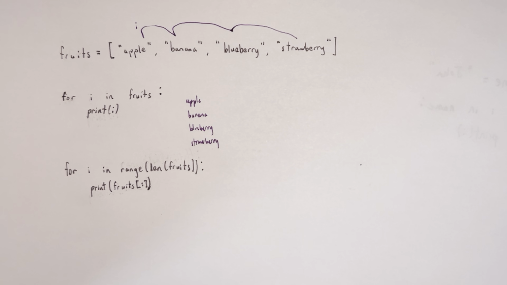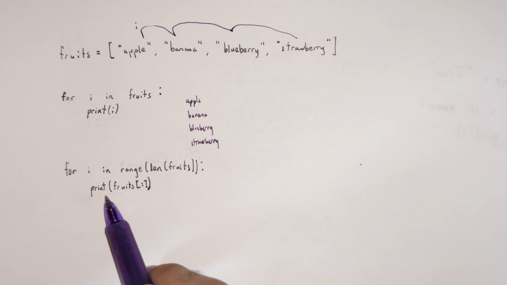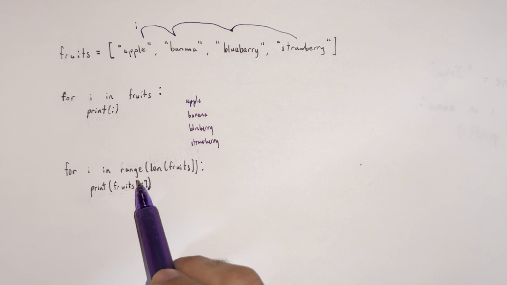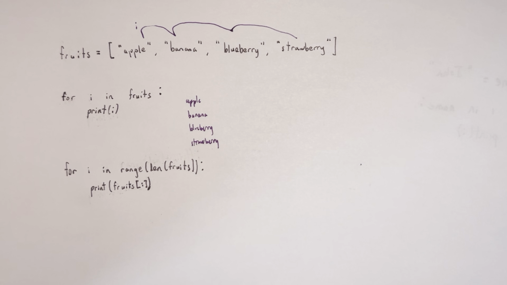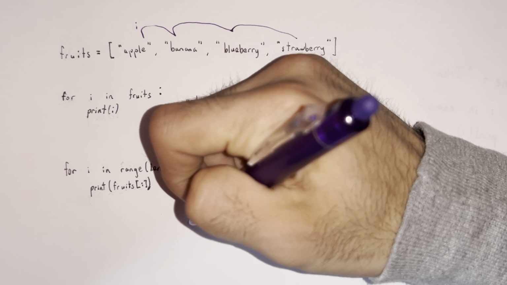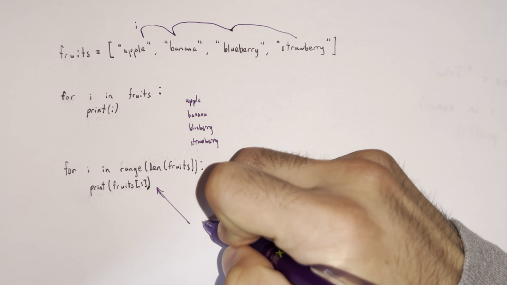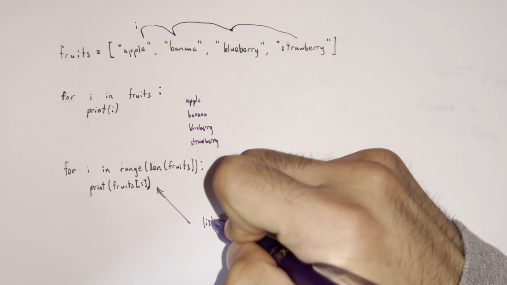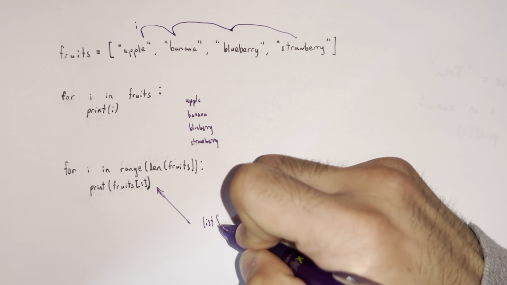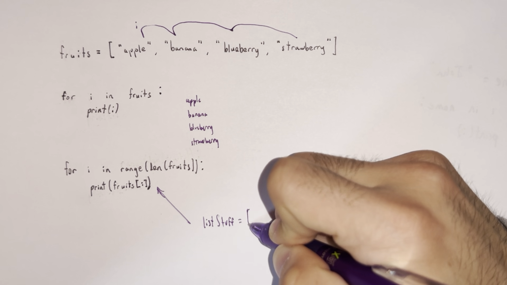Now this one, on the other hand, for I in range len fruits, and then it does print fruits at index I, at position I, index I, whatever you want to call that. And actually, I don't think we really covered indexes yet. So I'll briefly talk about that. But basically, if you have like a list of stuff, right? And you have a bunch of stuff, right?